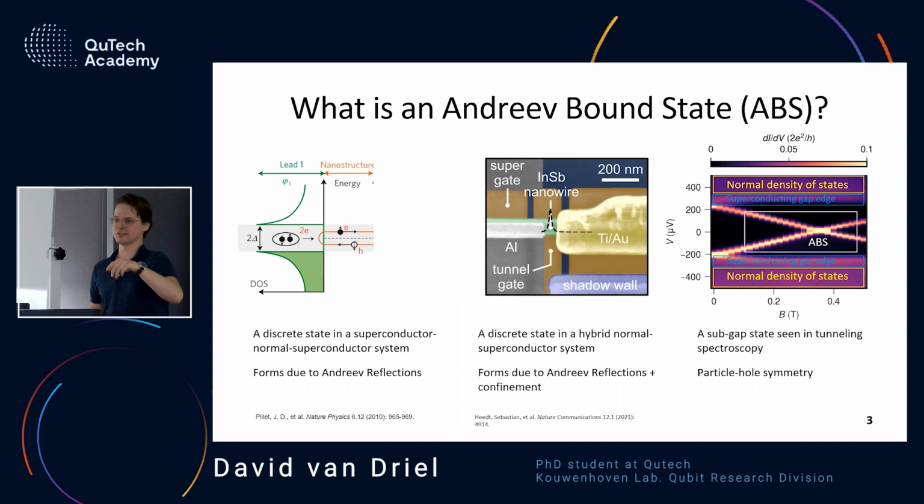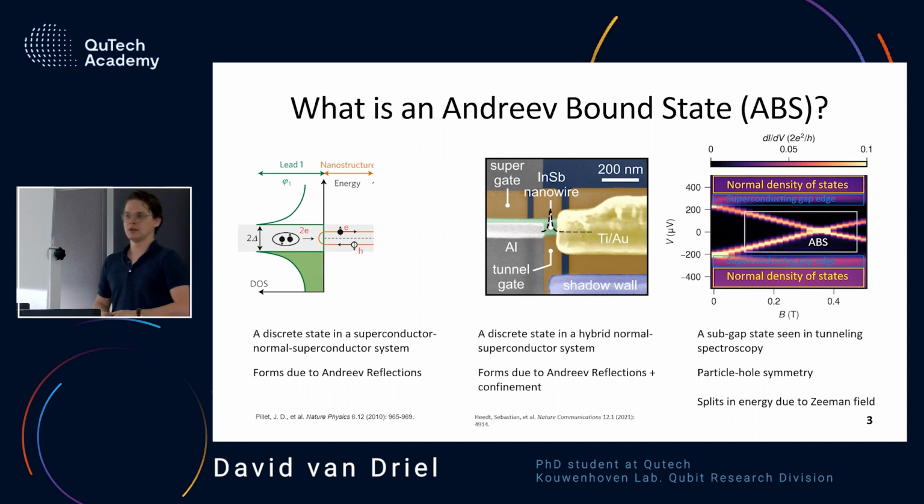Finally, the reason that the state goes down and hits zero is because you have a magnetic field on the x-axis here. So y-axis, voltage or energy, x-axis, magnetic field. And an ABS, Andreev bound state, has a finite effective g factor. So it responds to an external magnetic field and it crosses zero energy.